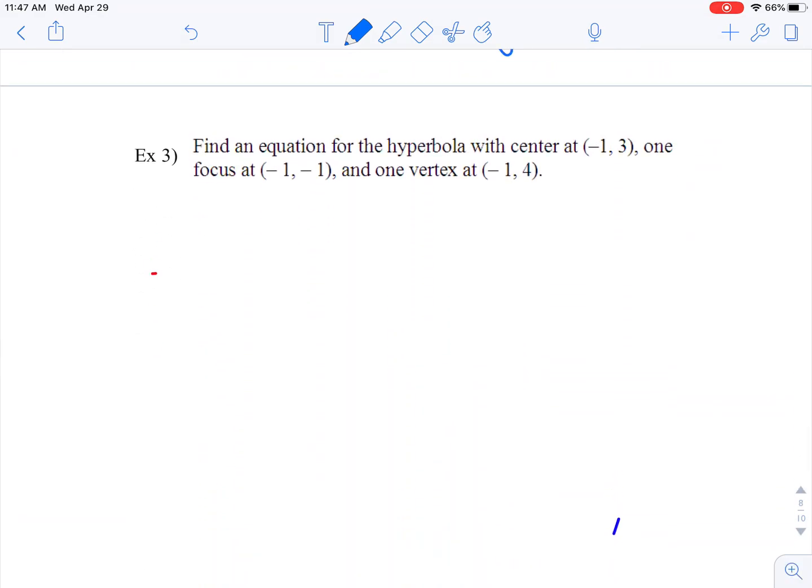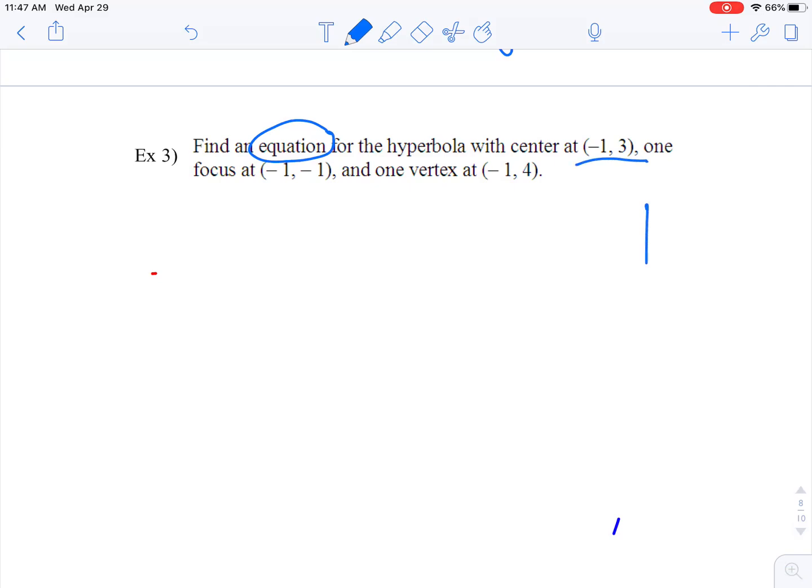Okay, 2 more examples. These 2, we're going to have to write the equation. You can use the graph to help you. I'm not asking you to graph it completely, but I would highly encourage you to sketch the information you have so that you can start to look at the relationship between the points, what direction this is opening, and things like that. So we want to write the equation for this hyperbola.